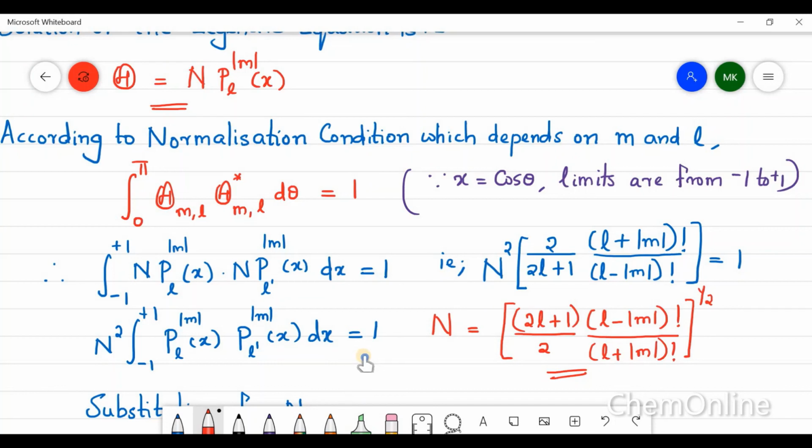Now the value of this integral from minus 1 to plus 1 of PLM of x squared dx is 2 by (2L plus 1) into (L plus m) the whole factorial by (L minus m) the whole factorial, and N square times this is equal to 1. So from this we can find out the value of the normalization constant N equals [(2L plus 1) by 2 into (L minus m) the whole factorial by (L plus m) the whole factorial] the whole raised to 1 by 2.